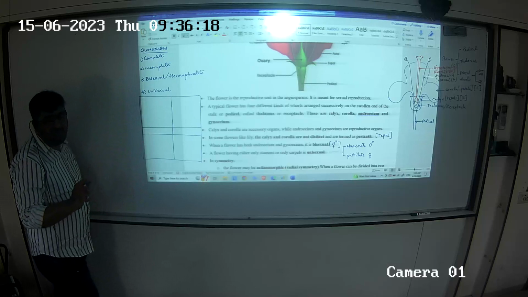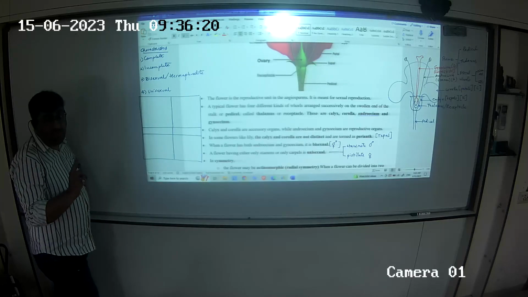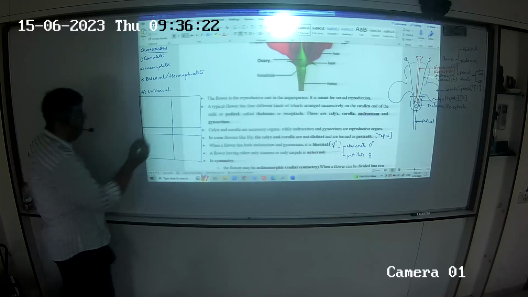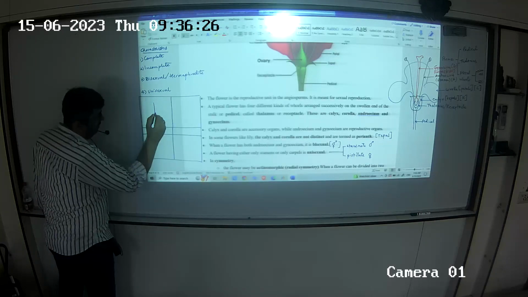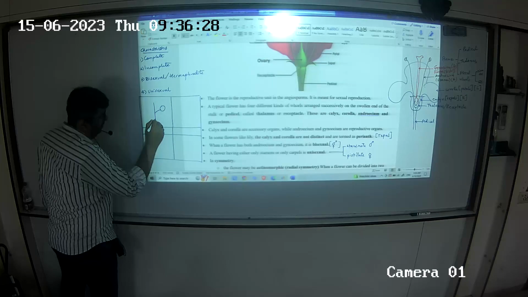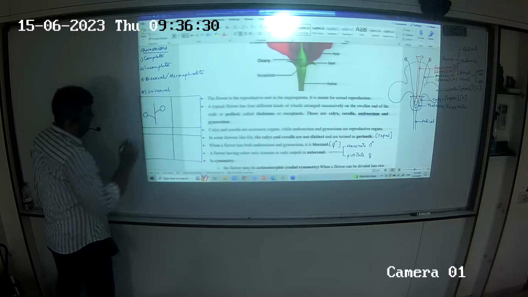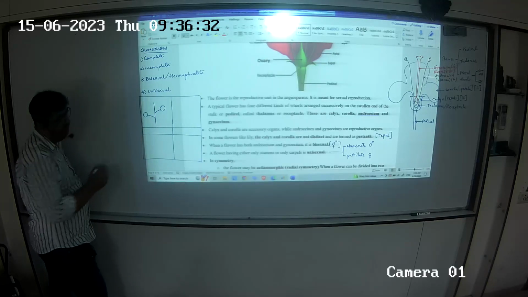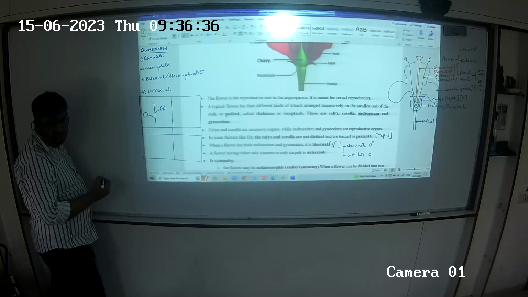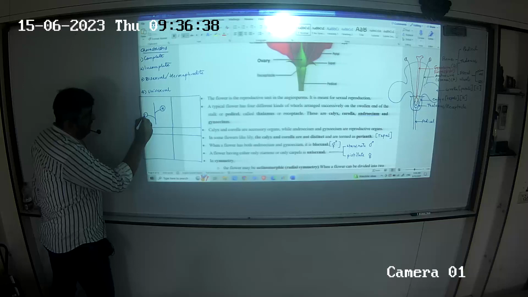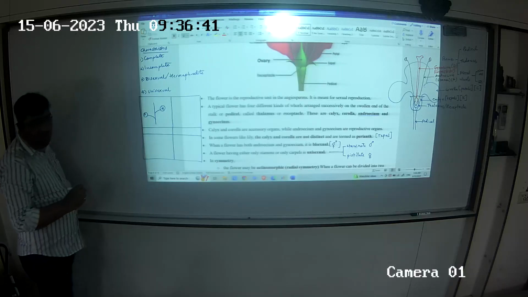I'll make two types of flowers now, please. In fact, I'll make two types of plants. Okay? You'll help me with this, please. Let's say a plant has flowers. Staminate flower hai, matlab male flower ho gaya. Pistillate flower hai, matlab female flower ho gaya.